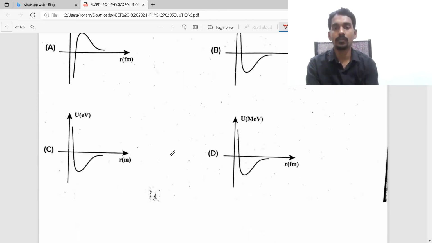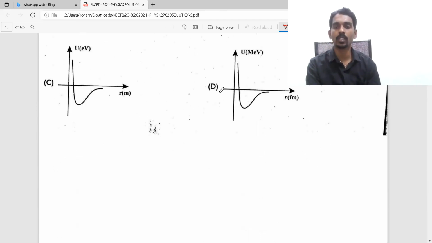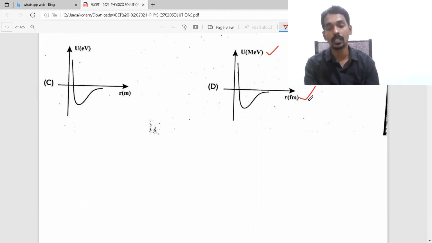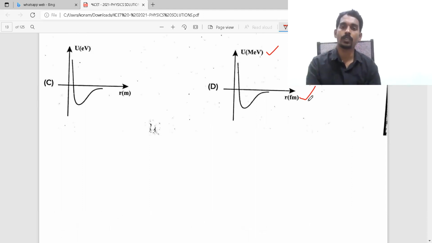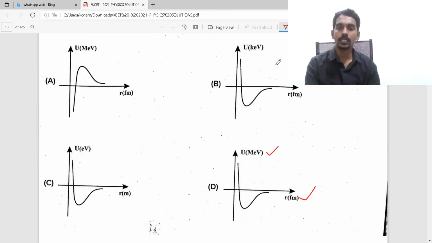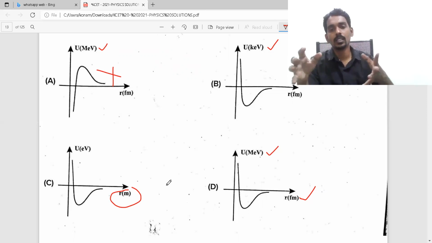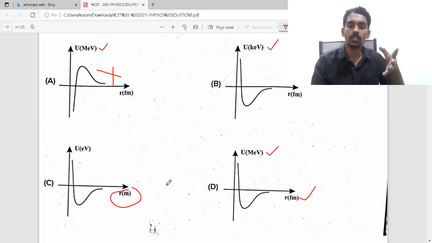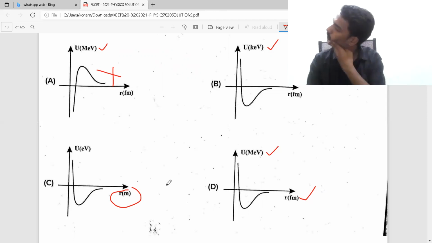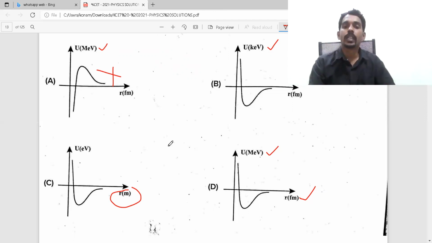And here is one more confusion: option B and option D are both the same, but it should be in terms of Fermi meter and mega electron volt. Fermi meter, because within the nucleus the nucleus radius is in terms of Fermi meter. But if you take this one, it is kilo electron volt. In one more, mega is there, but the graph is wrong. Here it is in terms of meter. The graph looks the same, but it is meter. So like that, they are trying to confuse you. Just by looking at the shape, you cannot answer. You need to take care.